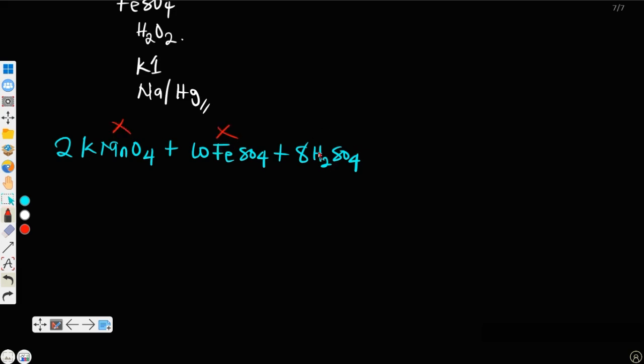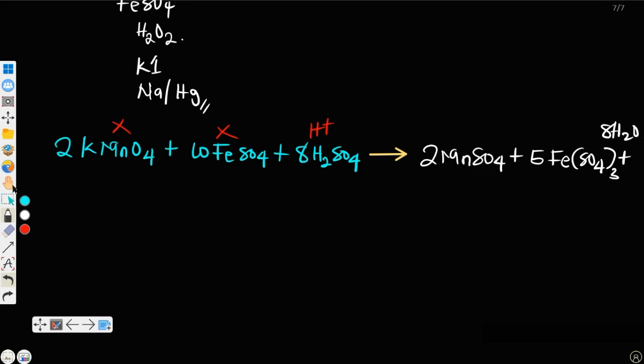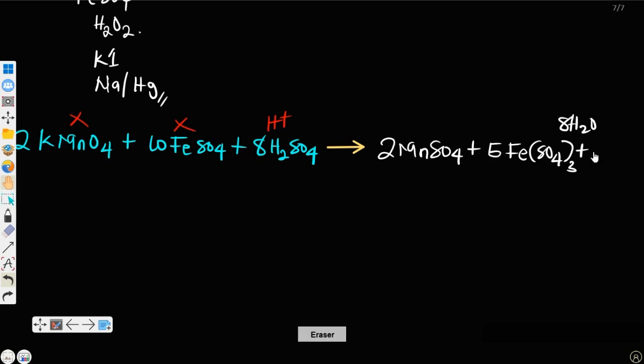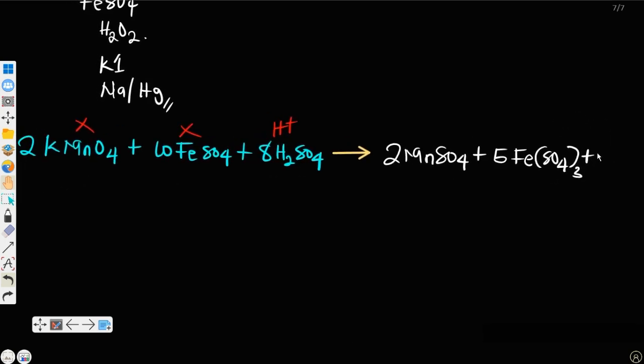This. The reason we use H2SO4 is that H2SO4 will bring protons, which will acidify the solution. If you know how to balance redox reactions, you will agree with me that they usually use positive charges to balance them up, right? So this will give the desired product. The product will be manganese sulfate, which is something like this: 2MnSO4 plus 5 ferric sulfate, then plus 8H2O. I don't want to go further. Alright? This is your equation of reaction.